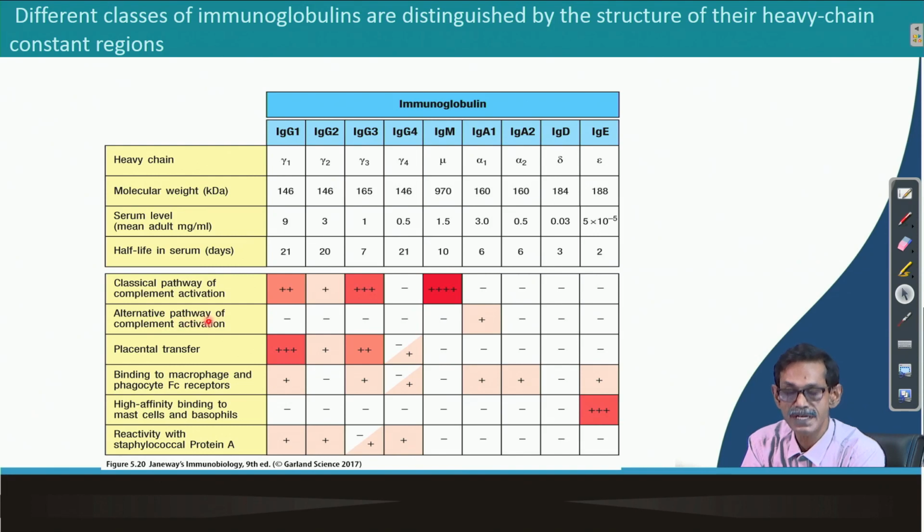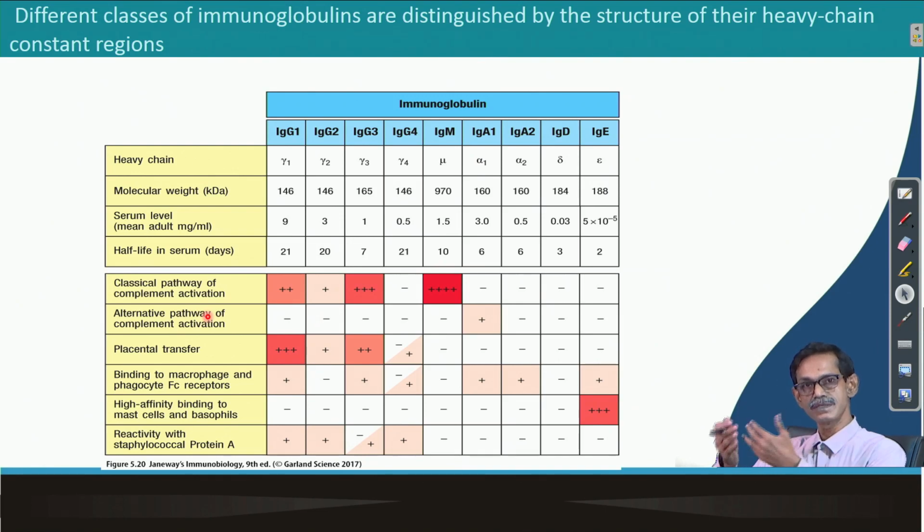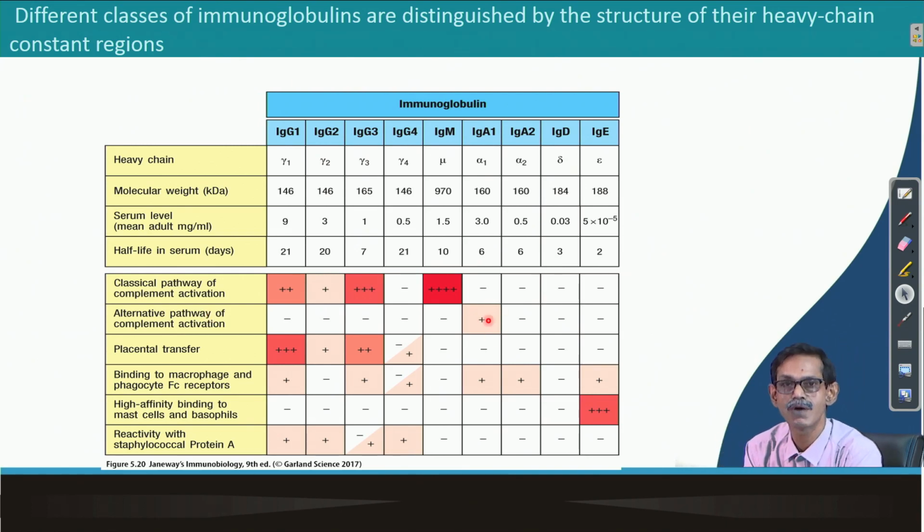Alternative pathway complement activation, you do not have to remember right now, but when the complement system of immunity is taught, you will understand what this alternative pathway is. Only IgA1 is involved. In the same way, if you go through this, you can understand which antibody is doing what.